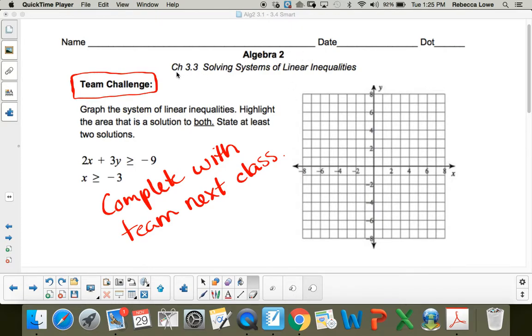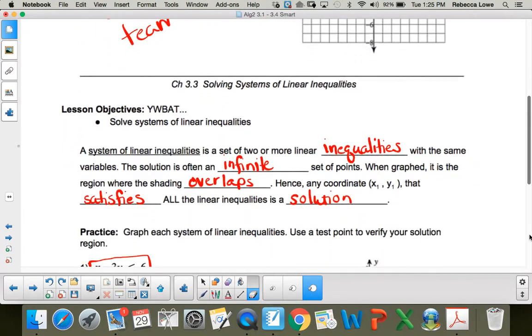This is Algebra 2, Chapter 3.3, Solving Systems of Linear Inequalities. You should be following along with your note guide and completing that. Save the team challenge for next class. So we're going to get right into the lesson. This will be the first video of 2.